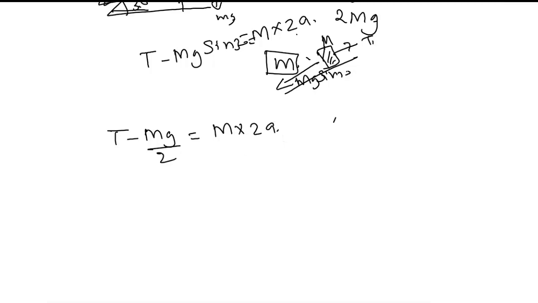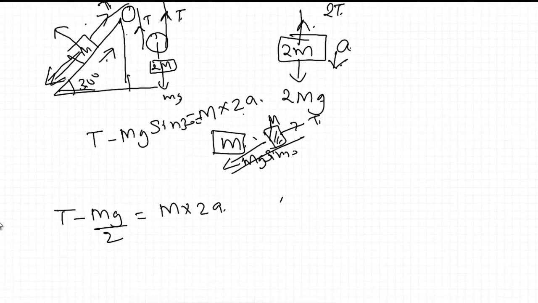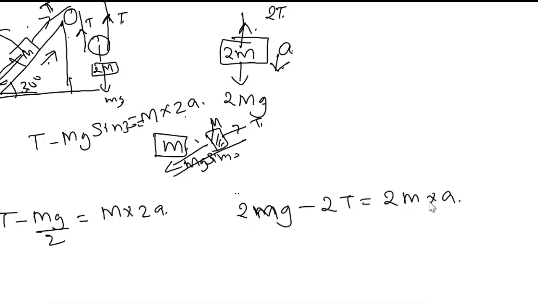Another equation which we got over here, what is the other equation? From this one, we can write it as the second equation. I'll write it down. A is acting in the downward direction, so 2mg I am considering as positive. 2mg minus 2T equals 2m into A. Okay, while we are solving this one, we are getting the final equation.